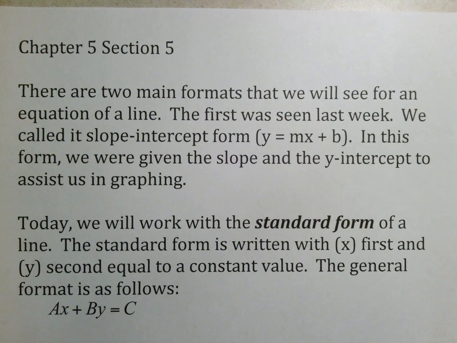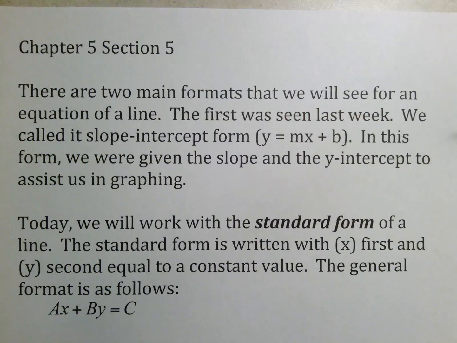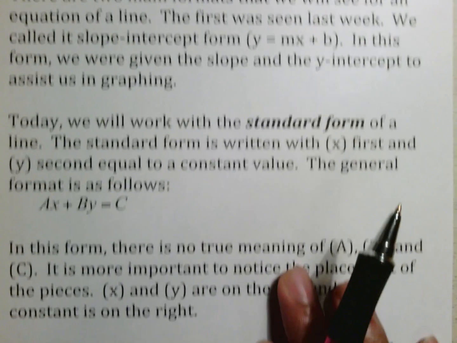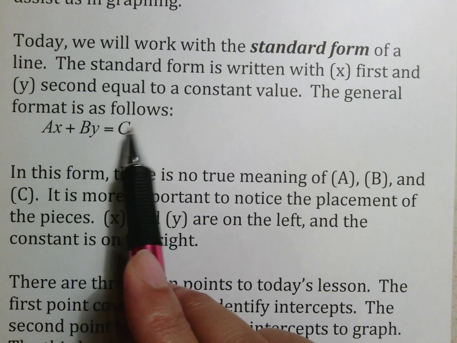There are two main formats that we'll see for an equation of a line. The first was seen last week. We called it the slope-intercept form, which is y equals mx plus b. In this form we were given the slope and the y-intercept, which is why they called it slope-intercept form, and that assisted us in graphing. Today what we're going to do is work with the standard form of a line, and the standard form is written with x first, y second, and then it equals a constant value. The general format is as follows. So you'll usually see something times x plus something times y equals some number.